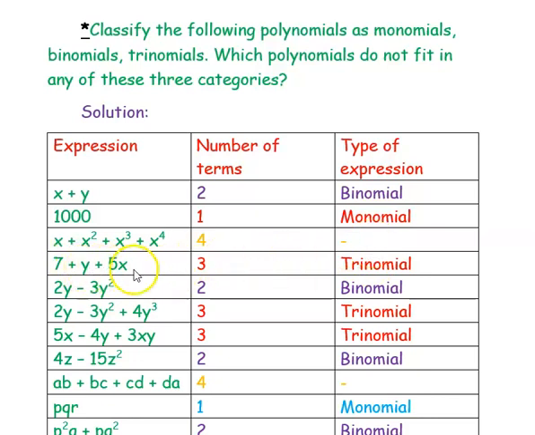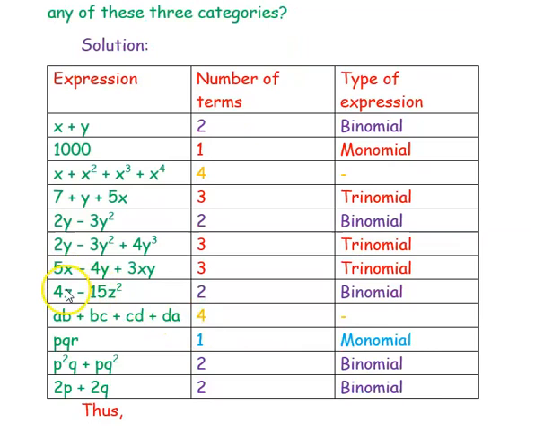Then 7 plus y plus 5x. We have 3 terms, so it is a trinomial. Then 2y minus 3y square, we have only 2 terms, so it is a binomial. Then next is 2y minus 3y square plus 4y cube. So totally 1, 2, 3 terms, so it is a trinomial. Next is 5x minus 4y plus 3x square. Here also 3 terms, so it is a trinomial. Then 4z minus 15z square. So 1, 2 terms, so it is a binomial. Then ab plus bc plus cd plus da. 1, 2, 3, 4 terms. So it's not under any of these categories.